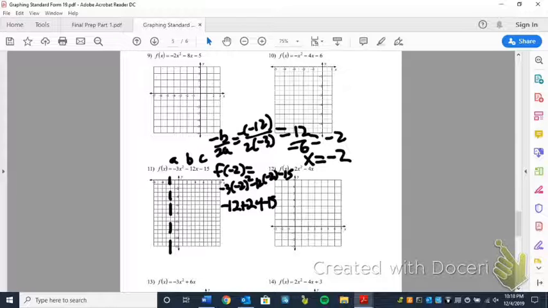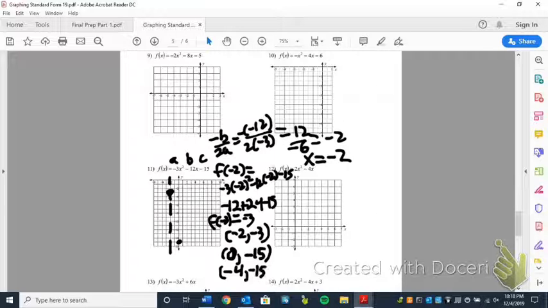Plus 15. Negative 12 plus 24 is 12. 12 minus 15 is negative 3. So we know that our vertex is going to be at negative 2, negative 3. Our y-intercept is at negative 15. So we graph 0, negative 15. We then flip that over the line of x equals negative 2, and we graph negative 4, negative 15. And then we connect the dots.